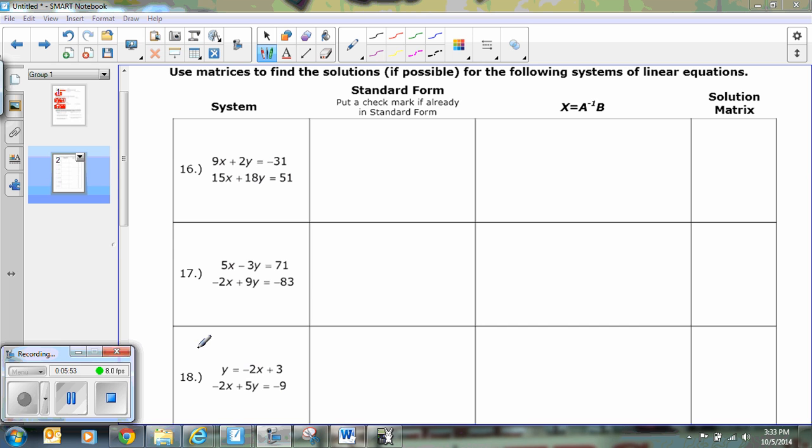All right, I'm going to show you how to do number 18 on the back of 2.7 homework. Just taking a look at the directions, it says use matrices to find the solutions, if possible, for the following systems of linear equations. So I'm just going to give you a heads up. A couple of these, when you try to do the calculator work, when you try to take A inverse times B, you're going to get an error message.